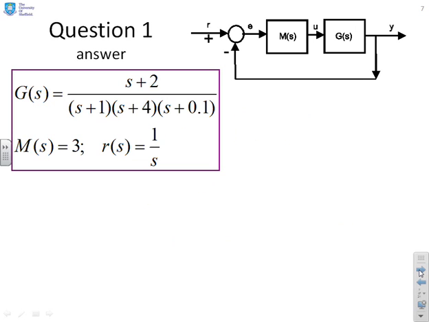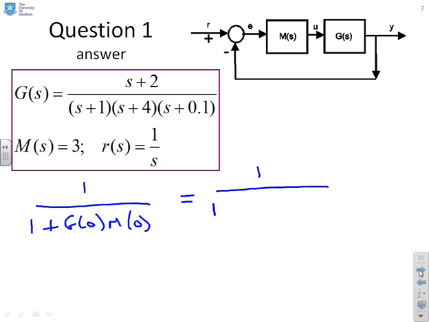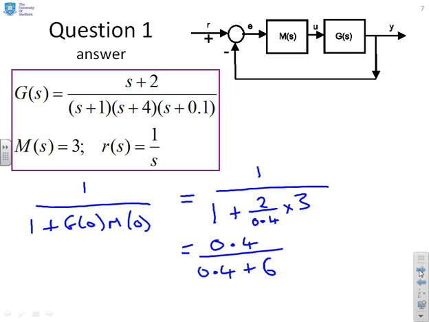Next one, you'll see G of S, S plus 2 over S plus 1, S plus 4, S plus 0.1, M of S is 3, and R is 1. So again, we do our formula, 1 over 1 plus G of 0, M of 0, and what do you get? You get 1 over 1 plus 2 over 0.4 times 3. Now I can multiply top and bottom by 0.4, and so I get 0.4 over 0.4 plus 6, which hopefully you can see by inspection is 1 over 16.